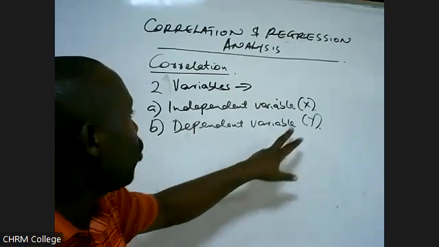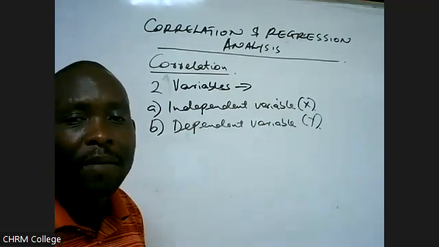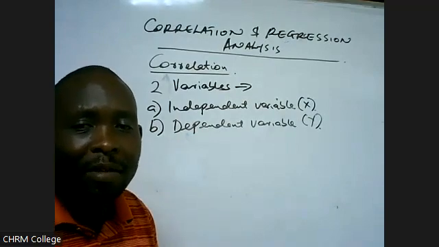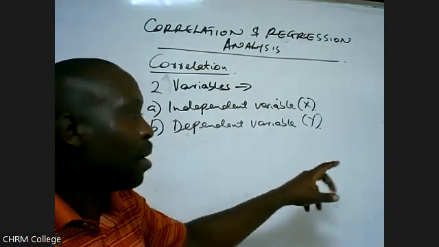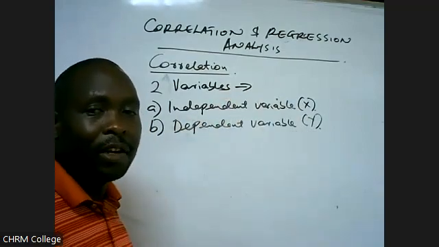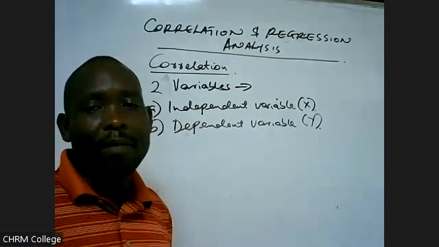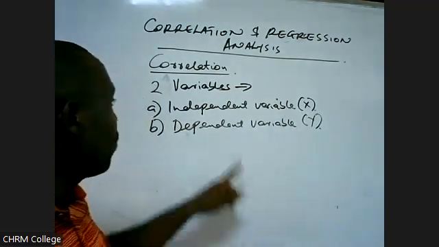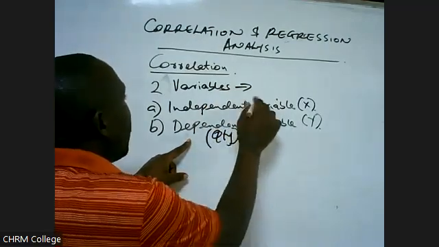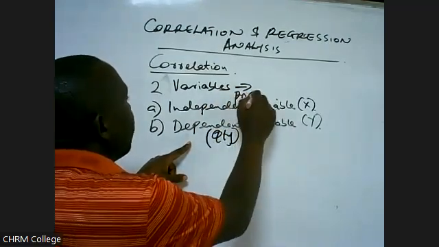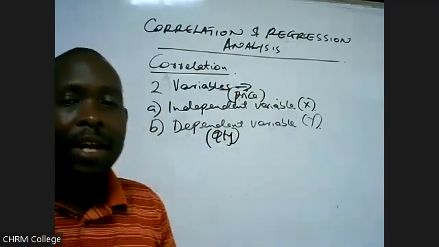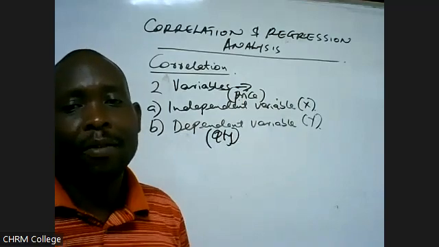For example, you increase the price of your product by 5 shillings. What will be the effect of that adjustment on the quantity that will be demanded? So the other variable that is being affected is what we call the dependent variable. In this case, the quantity that is sold depends on the price. The quantity that you are going to sell depends on the price.